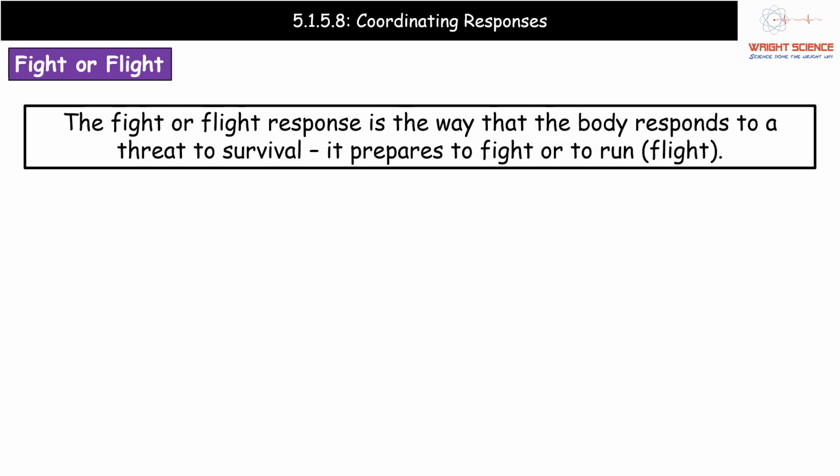So the key response that they want you to know about as far as the OCR specification goes is the fight or flight response. And when we talk about the fight or flight response, this is basically the way that a body is going to respond to some kind of a threat to its survival. So you have two options. Number one is that you can prepare to fight, or you can prepare to run away. So they're your two options available for your survival. You could fight it out, or you can just run and hope that you can outrun whatever the danger may be.